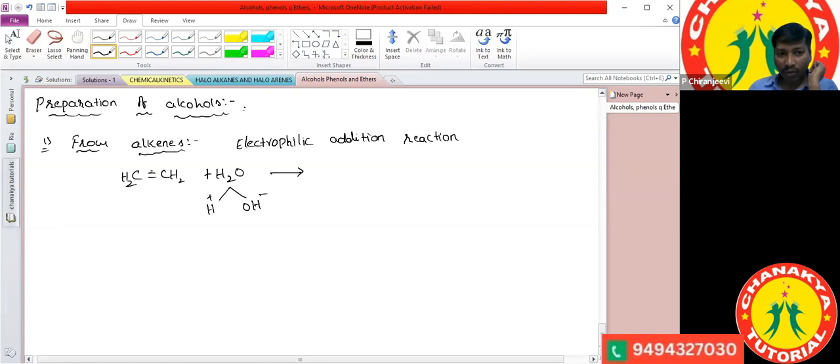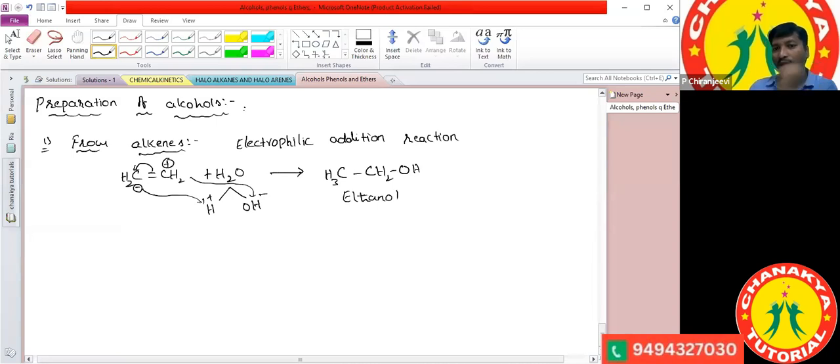When these pi electrons are shifted in this direction, this carbon gets a negative charge and this carbon gets a positive charge. The negatively charged carbon is attached with the H plus ion and the positively charged carbon is attached with the OH minus ion. Hence, if H plus is attached to this carbon atom, the CH2 group is converted into CH3, and the CH2 group is attached to the OH minus. If it is attached with the OH minus, it forms ethanol.